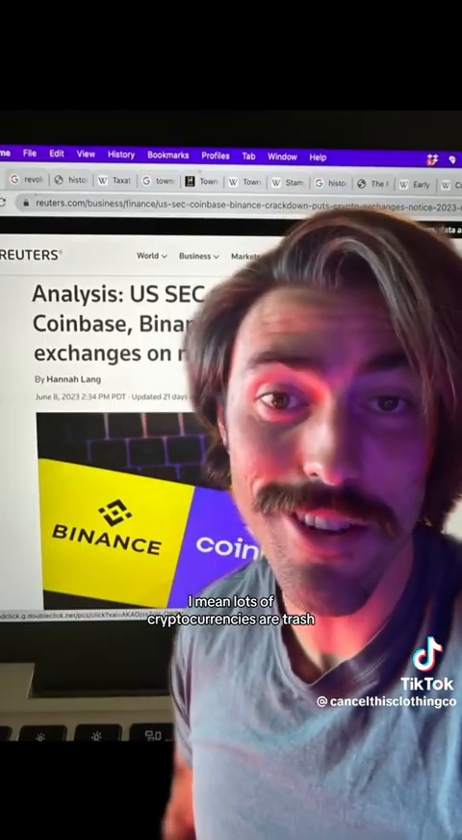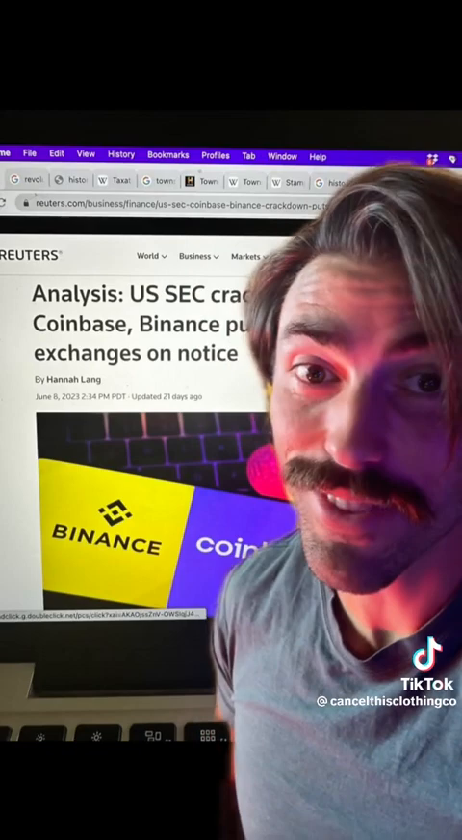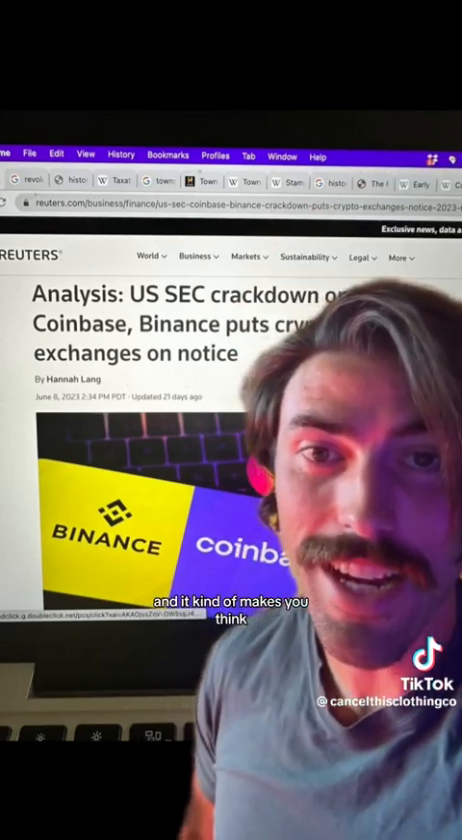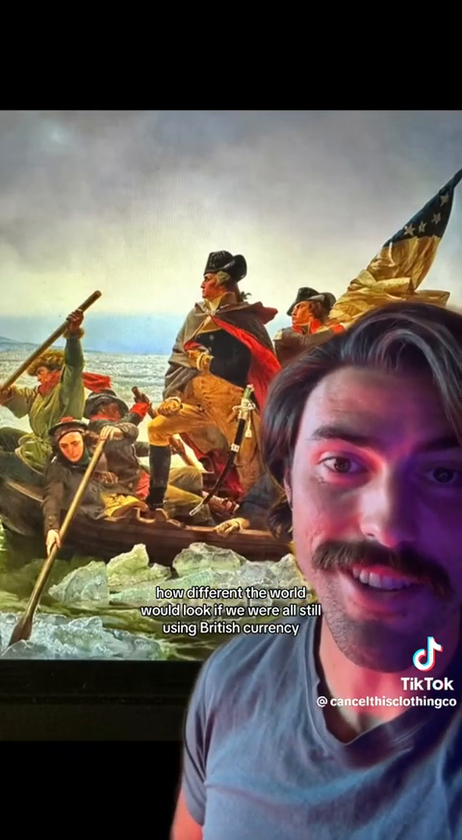I mean, lots of cryptocurrencies are trash, you know? It's the Wild West of new money. Kind of like paper money was back in the 1700s. And it kind of makes you think how different the world would look if we were all still using British currency and this had never happened. But if you work for the CIA and you're watching this, just know that I am not calling for a revolution. I'm just calling for education about finance. Like, the average person doesn't know how money works, and they should.